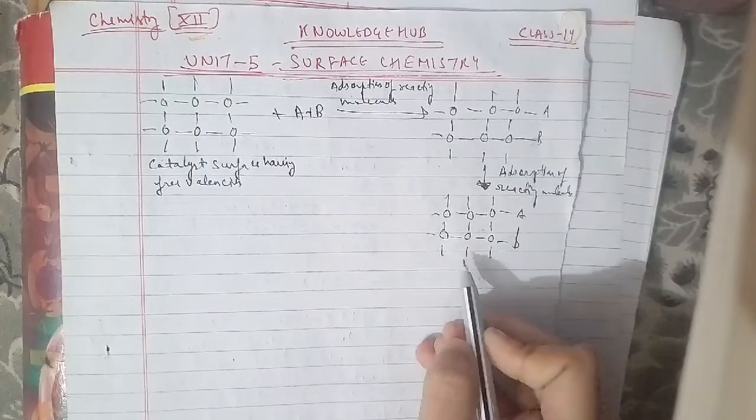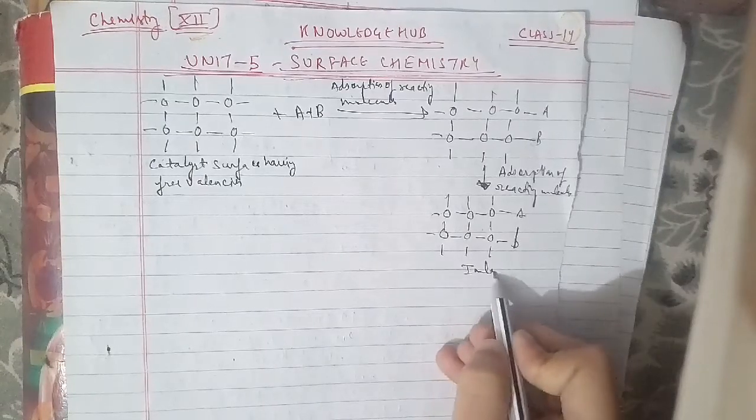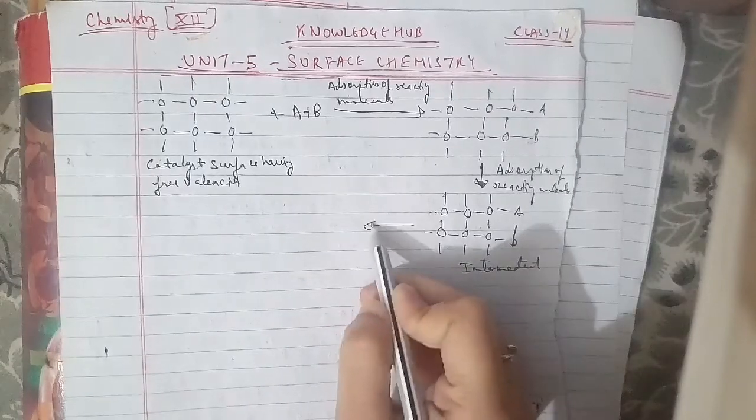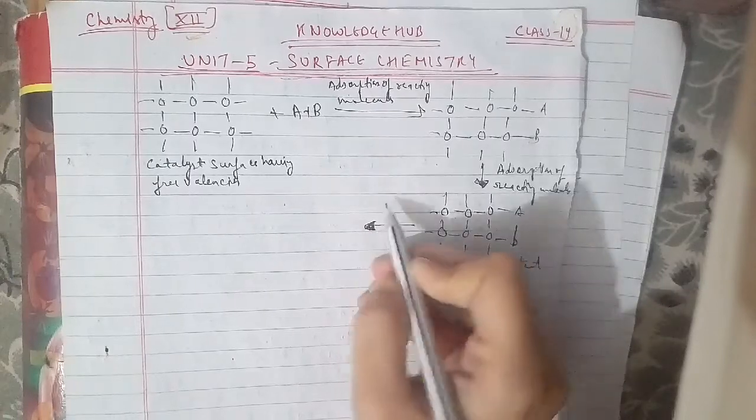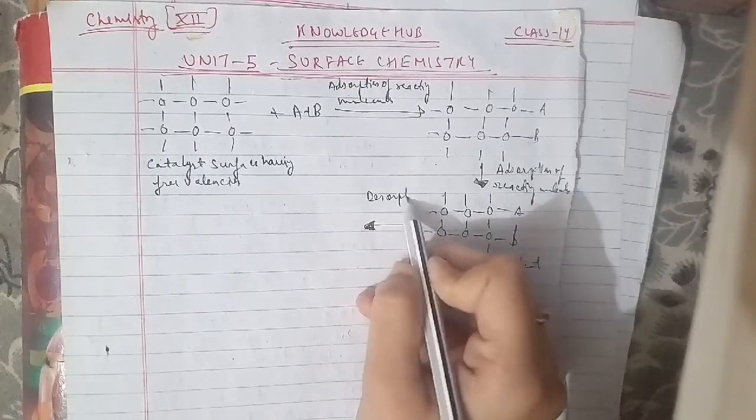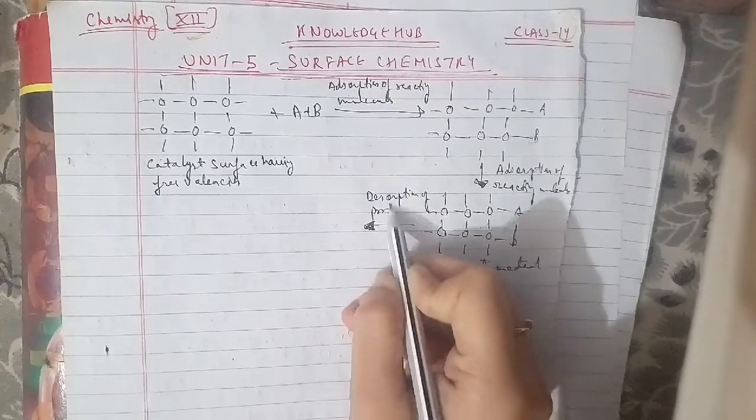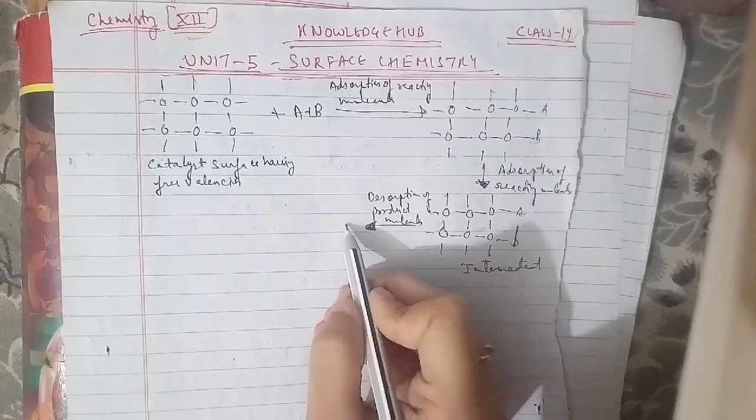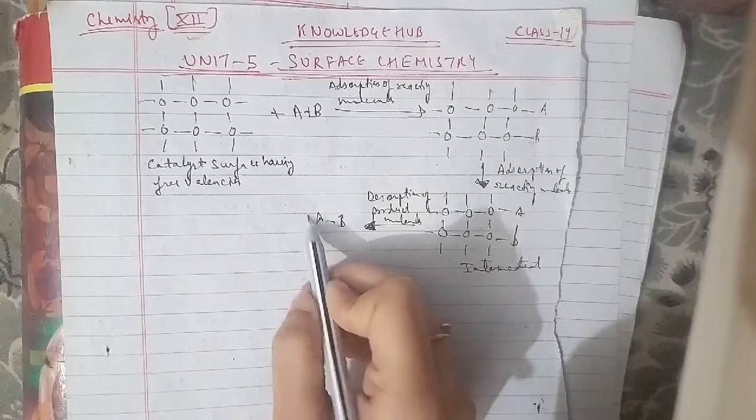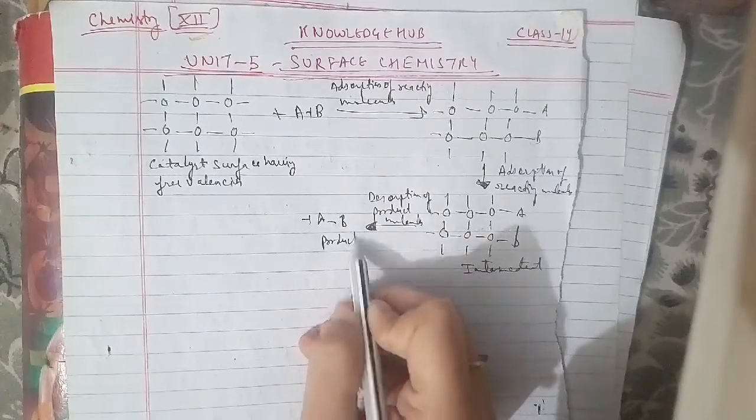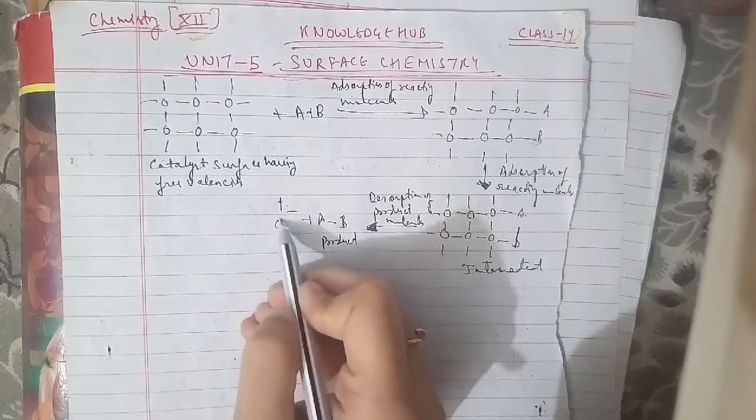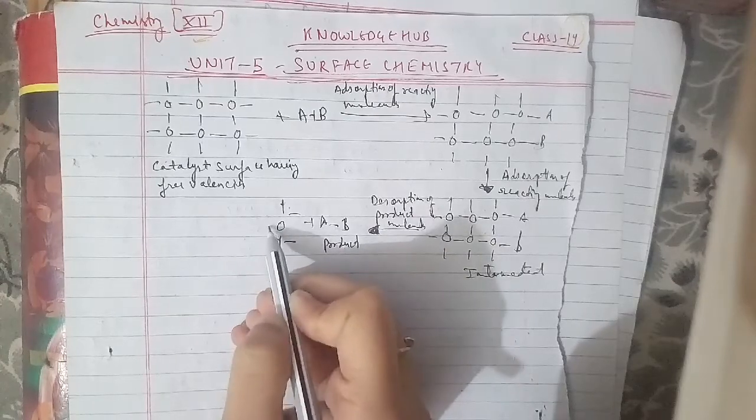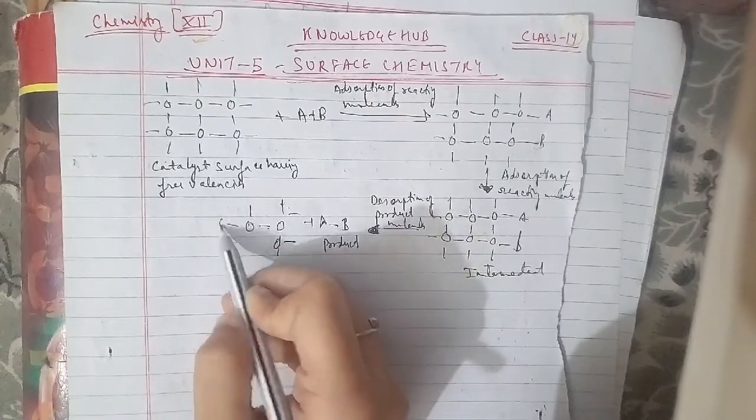Then after that, this is desorption of the product molecule, which is your A plus B, this is your product, and it will be released. This is the catalyst.